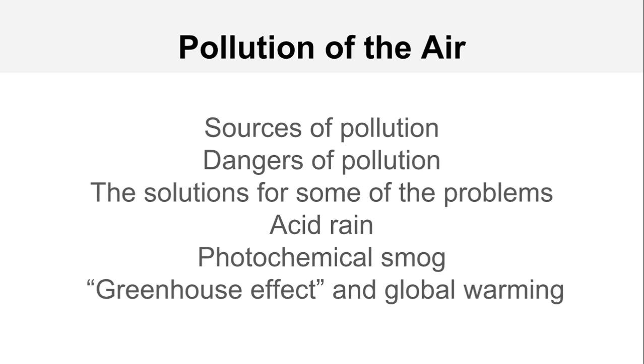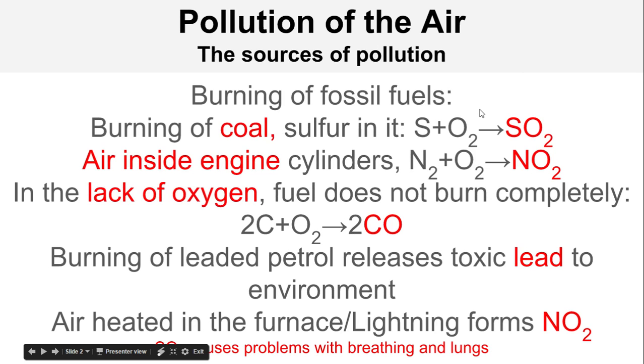So today we're going to talk about pollution of the air. We'll look through the sources of the pollution and the dangers and problems that the pollution causes, and look through some solutions that will smooth the problems or avoid the pollution of the air. And shortly, we're going to talk about acid rain, photochemical smog, and greenhouse effect and global warming. Let's start with the sources of pollution.